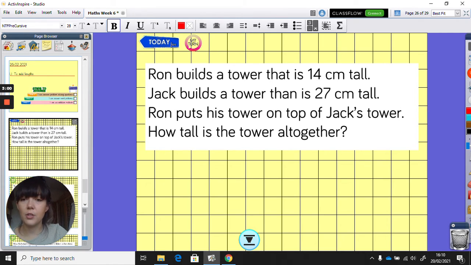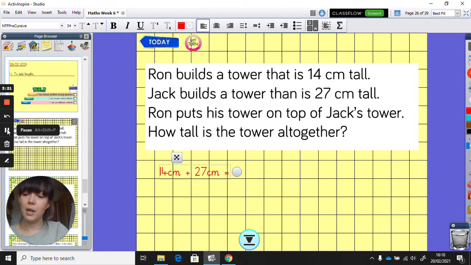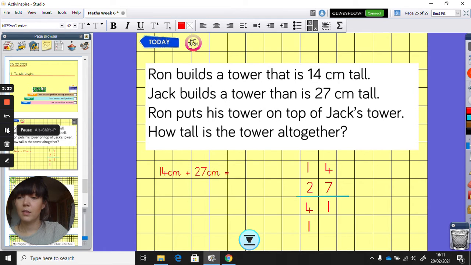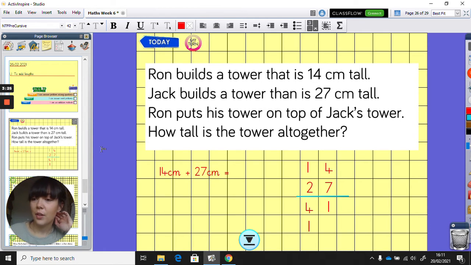So, to answer that question, we need to add up the amounts, how tall each tower is, okay? So we start off with Ron's tower. His is 14 centimetres. And then we need to add 27 centimetres, okay? We would probably need to do this in a column addition method. So we can see I have used column addition to work out my answer. So I've done 14, add 27.